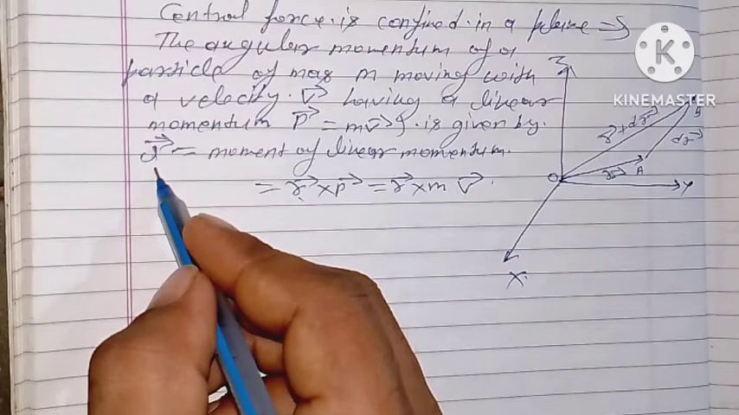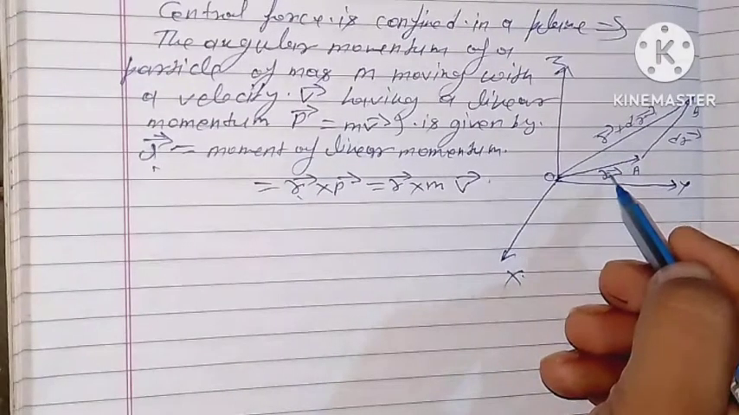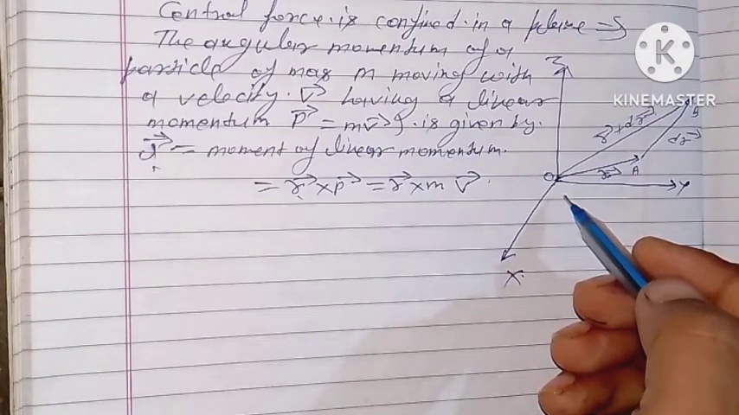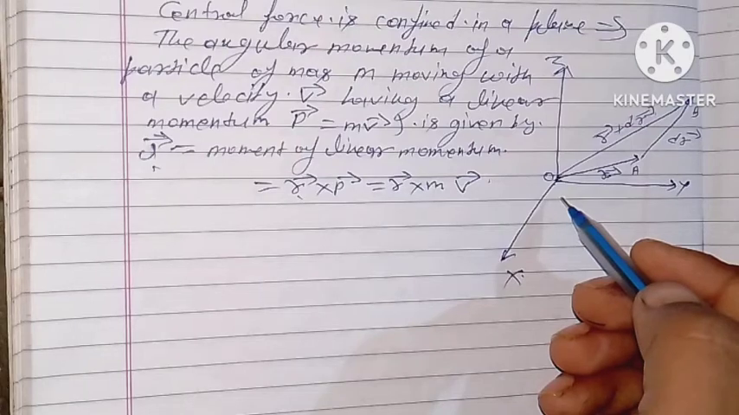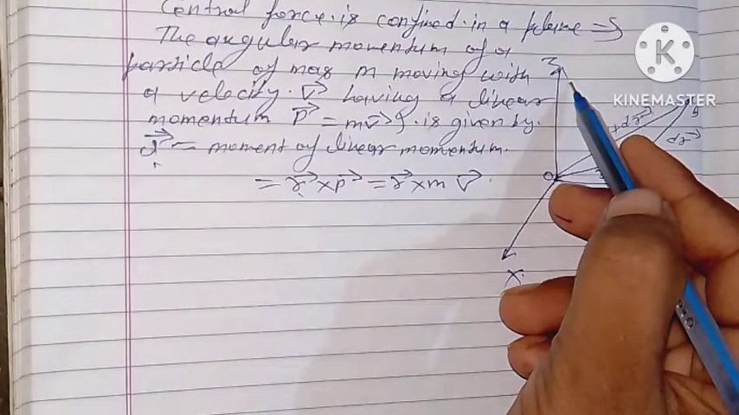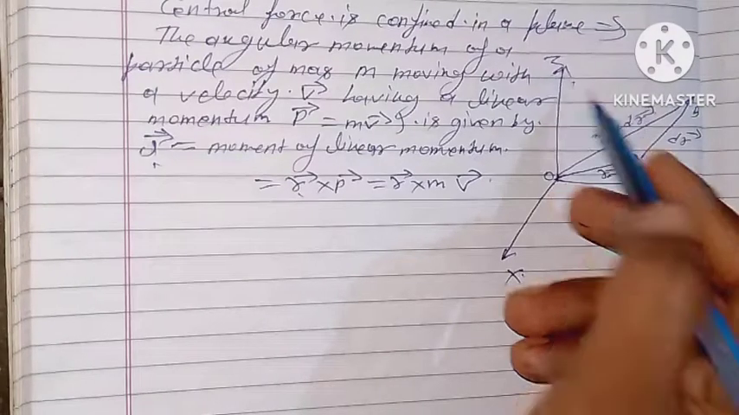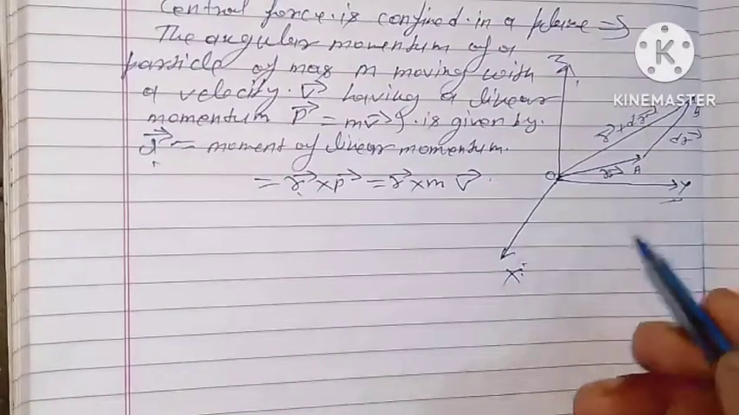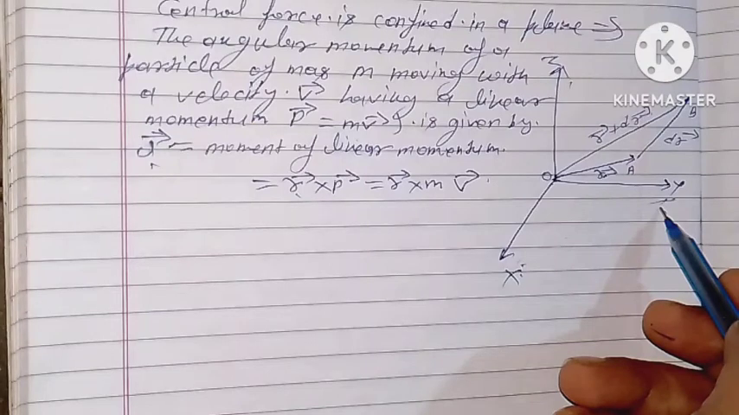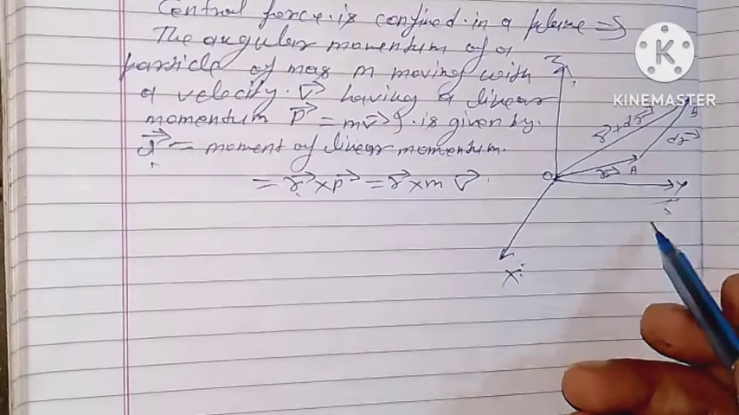The plane contains vector r and vector v. If we take the direction of angular momentum j along the z-axis, the motion of the particle will take place in the xy plane. Vector r and vector v will both lie in this plane. Hence, we conclude that motion under a central force is confined in a plane.